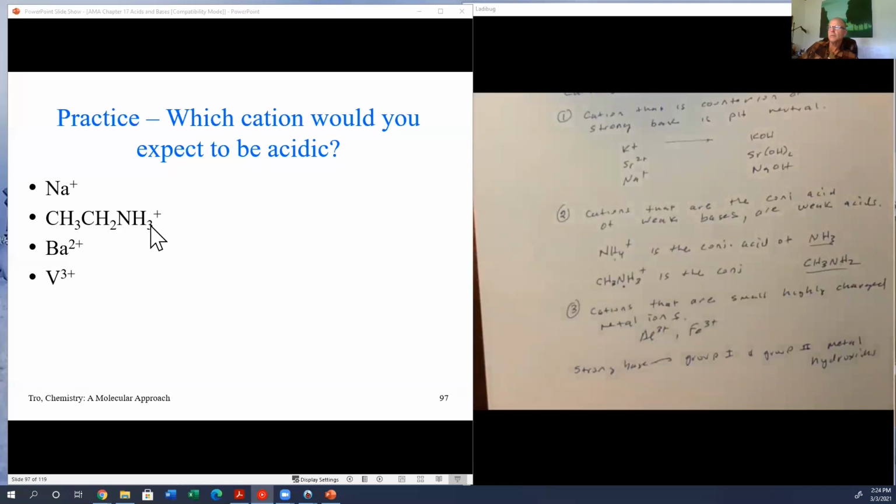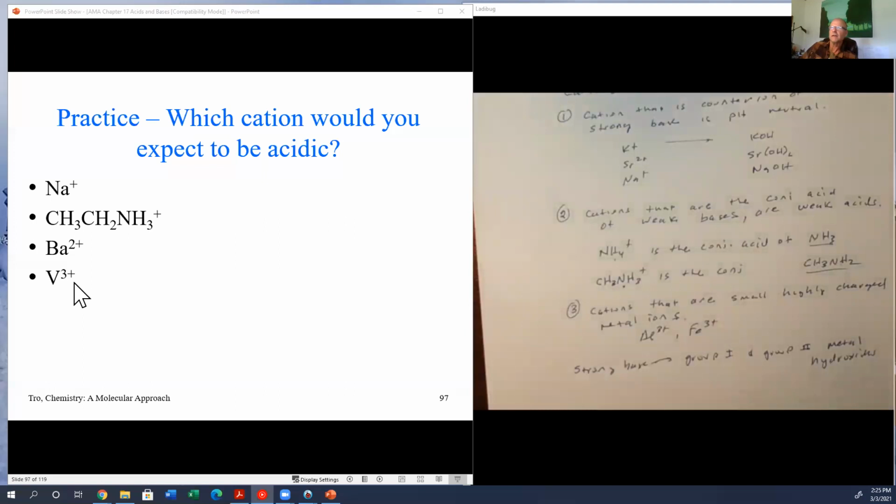CH3CH2NH3+, acidic? Acidic, right? It's the conjugate acid of a weak base. So the conjugate acid of a weak base is itself an acid, a weak acid. Ba2+, neutral? Neutral, right? Barium hydroxide is a strong base, so barium 2+ is neutral. Vanadium 3+, acidic. Acidic, a small, highly charged metal. Okay. Yes, 3+ is the most common.